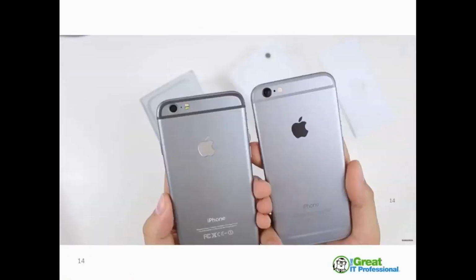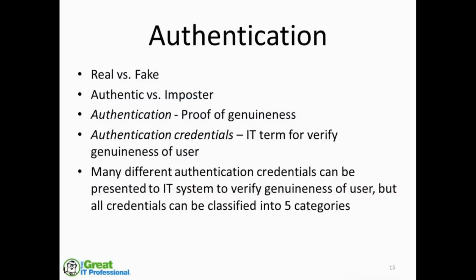So let's begin by looking at this picture of what appears to be two identical iPhones. However, upon closer examination, we'll see, oh, one of those is a real iPhone, but one of those is a knockoff iPhone. We could say one's a real one and one's a fake one. And when we talk about real as opposed to fake, we could say we're talking about something that is authentic as opposed to something that is an imposter. So authentication is really the proof of something being genuine, being the real item, if you would.